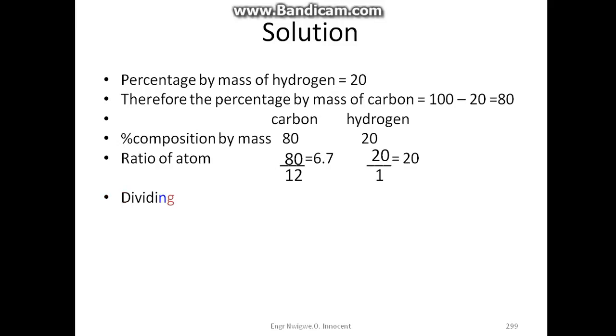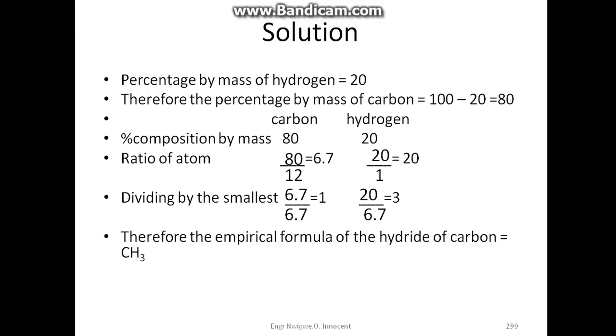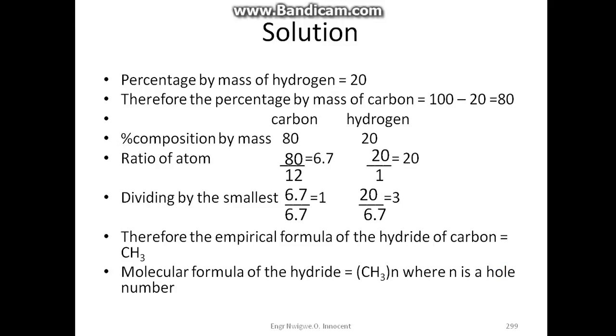Dividing by the smallest, 6.7 divided by 6.7 gives 1 for carbon, and 20 divided by 6.7 gives 3 for hydrogen. Therefore, the empirical formula of the hydrocarbon is CH3. The molecular formula of the hydrocarbon is (CH3)n, where n is a whole number.